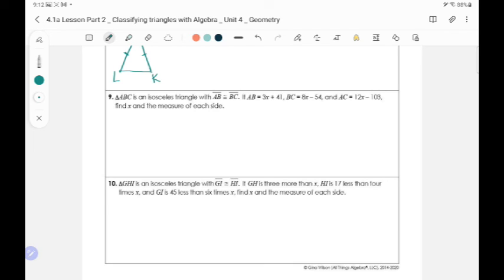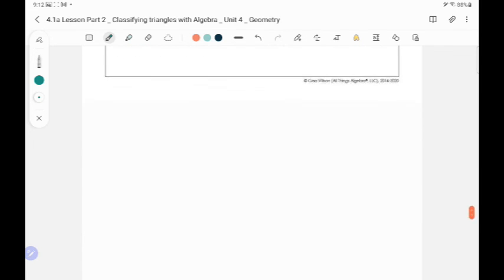Number 10. What's the last one? Triangle GHI is an isosceles triangle with GI congruent to HI. If GH is 3 more than x, HI is 17 less than 4 times x. Pay attention to your turnaround phrases. And GI is 45 less than 6 times x. Find x and the measure of each side. So I'm going to let you also try this one on your own, because if you don't do it on your own, it won't get any better.